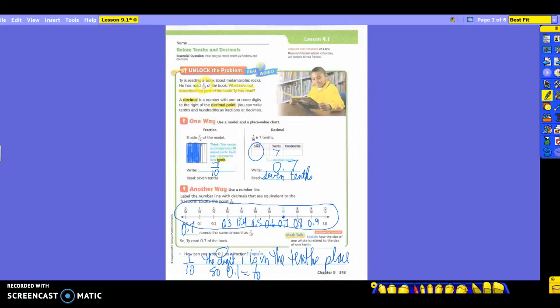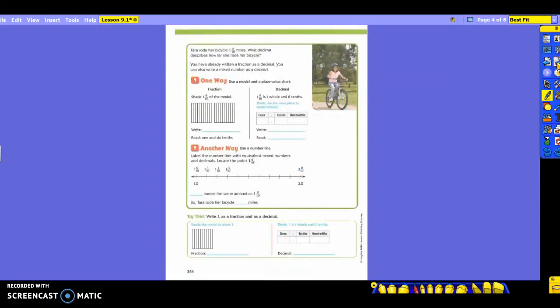Does everybody understand the 10 times? Yes? So one whole is 10 times a 10th. Yes? Because we had to do it how many times? 10. Flip your page. See if you can do one here. This time it's going to have a whole number and a fraction.